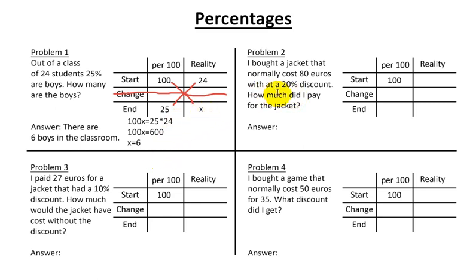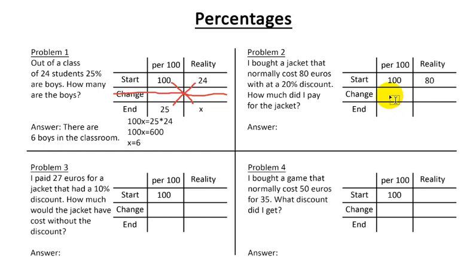The next kind of problem says, I bought a jacket that normally cost 80 euros with a 20% discount. How much did I pay for the jacket? In this kind of problem, we know the starting price, we know the initial cost of the jacket before any discount was applied, and we know a certain change. In this case, it's a discount. In other cases, you might see a problem that says that the price rose for some reason.